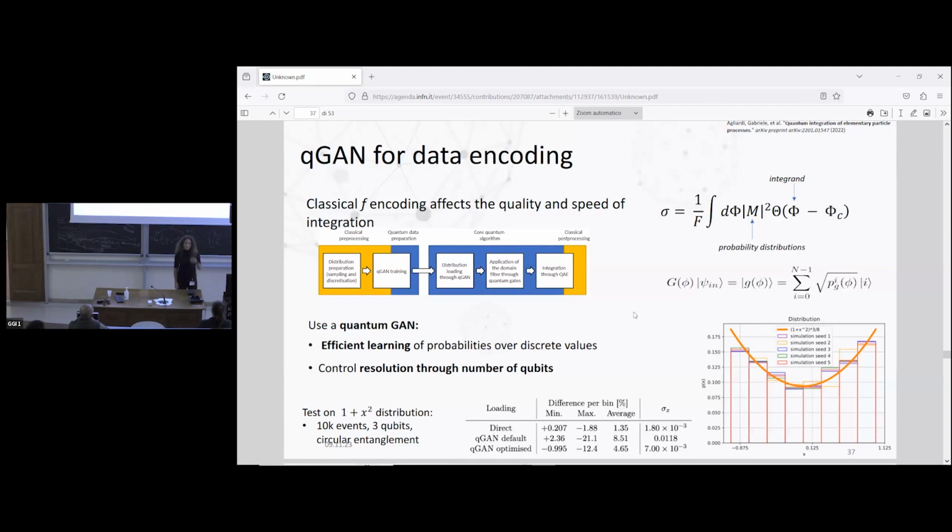Oh my God, how do you say this in English? X square distribution. Okay, it's there.